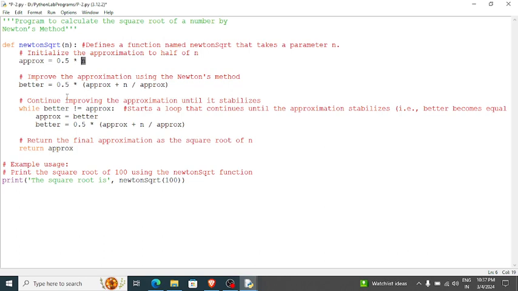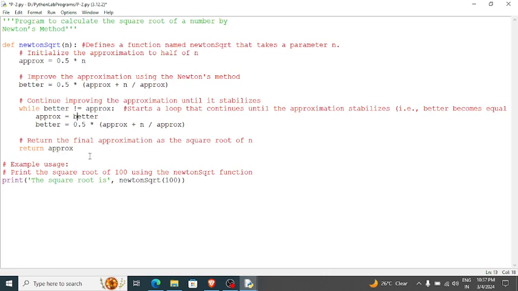Now you try to improve the approximated value using Newton's method. You give a name like beta, because this is the approximated value and this is the beta value compared to it. The formula is beta equals 0.5 into approx plus n divided by approx, where n is the value that you have considered here. This is basically the formula for beta.